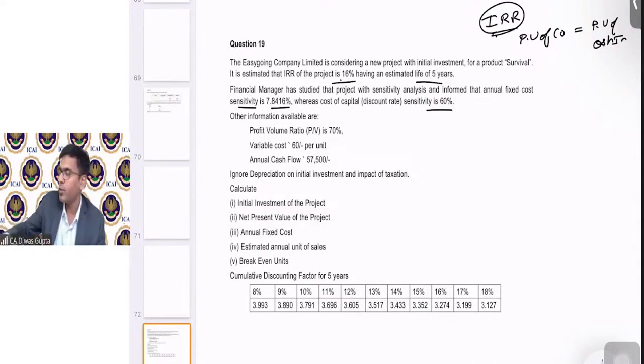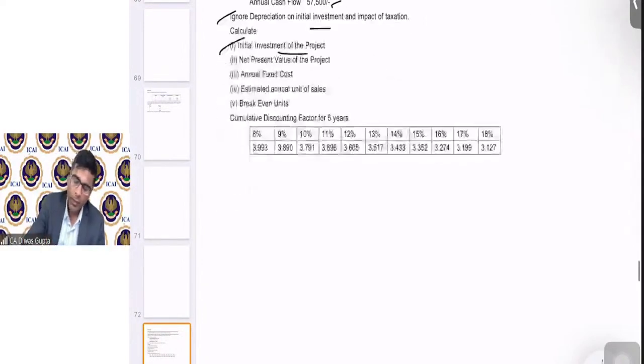Okay, I hope we are able to read the sensitivity part here. Other information: profit volume ratio is 70%, variable cost is 60 per unit, and annual cash flow is 57,500. Ignore depreciation on initial investment and impact of taxation. Calculate the initial investment of the project. So students, can we make use of IRR? Yes.